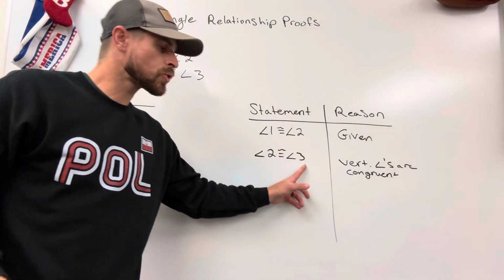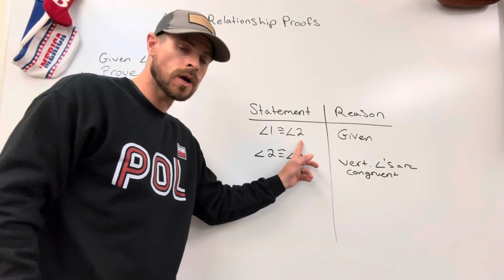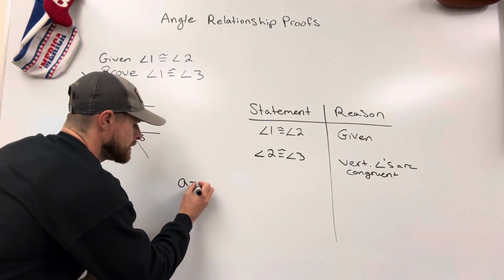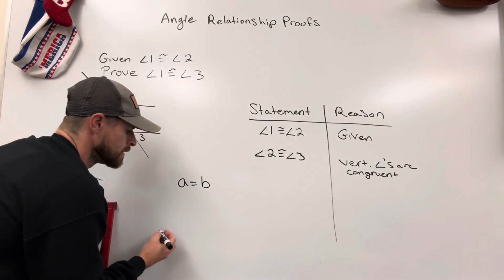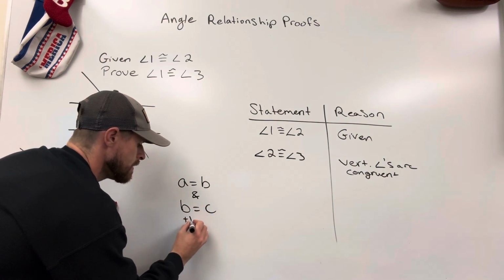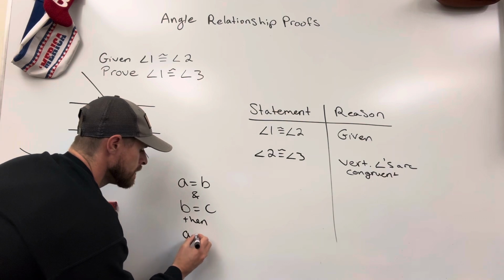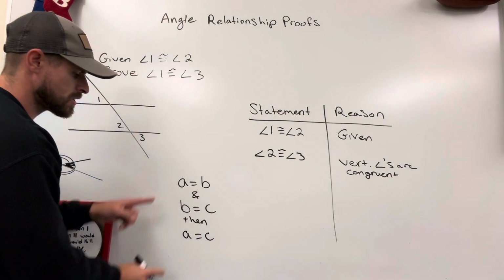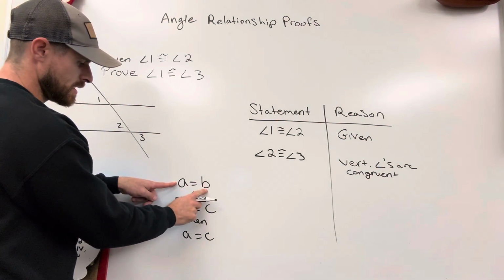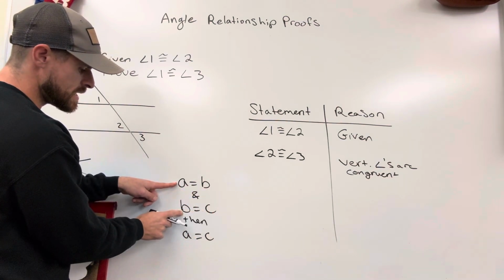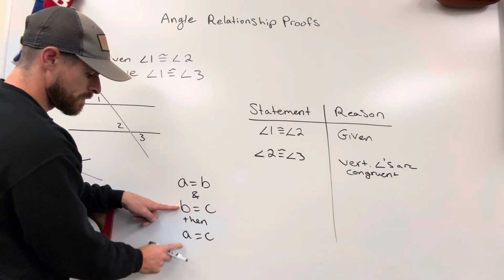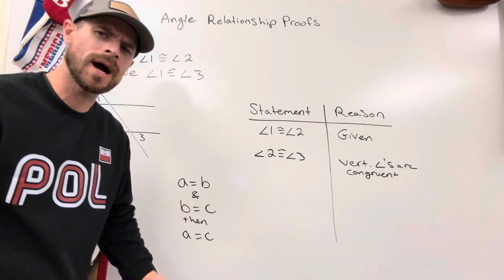Now, if 2 and 3 are congruent, and 1 and 2 are congruent, the transitive property says if A equals B and B equals C, then A equals C. This is the transitive property. If A is equal to B, well, A is the same thing as B. So B equals C, well, B is the same thing as A. So I can put an A right there. A would equal C. That's the transitive property. So why is that useful?